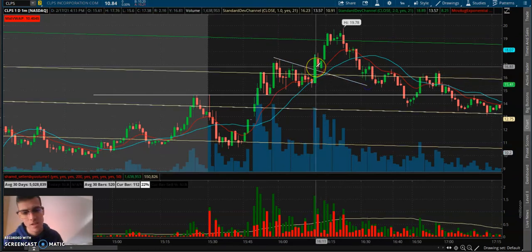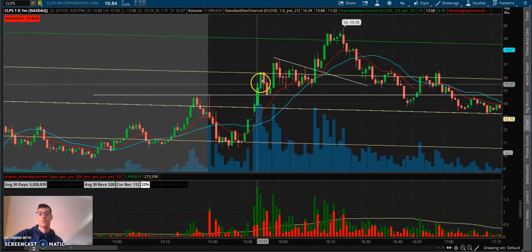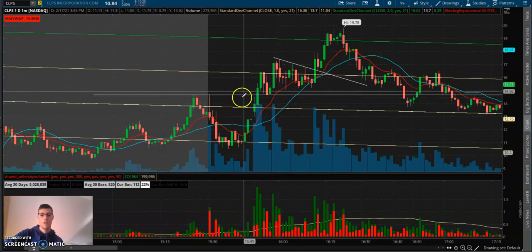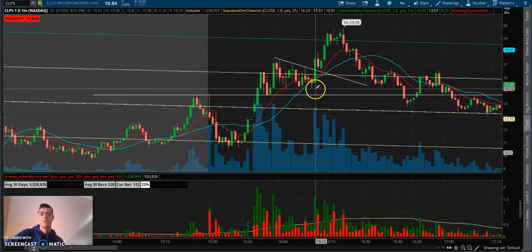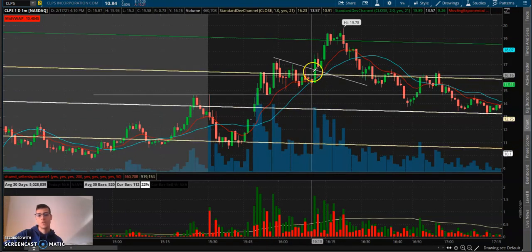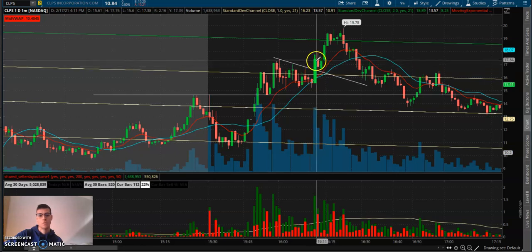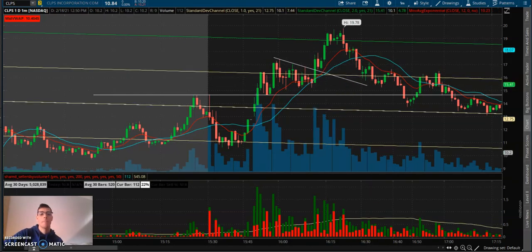So you need a few reasons for entry: a break out of a trend line, a break out of a resistance, higher volume, a candlestick pattern. As you can see, this was a bullish engulfing, so this is a pretty good way to enter. All right, for the example.